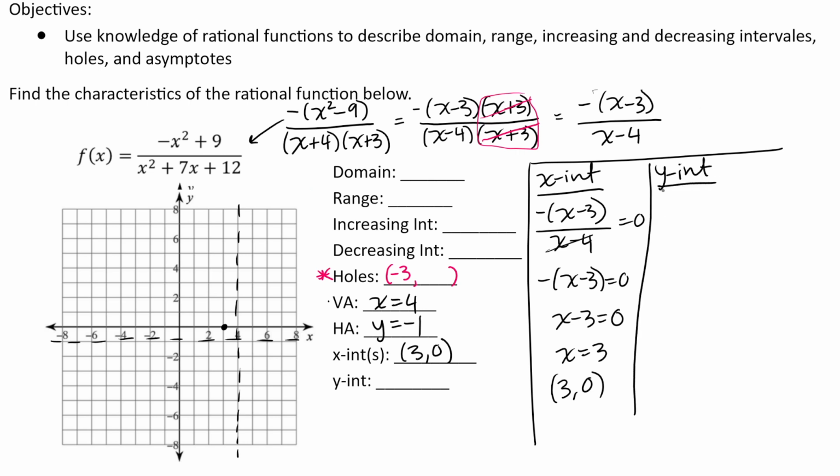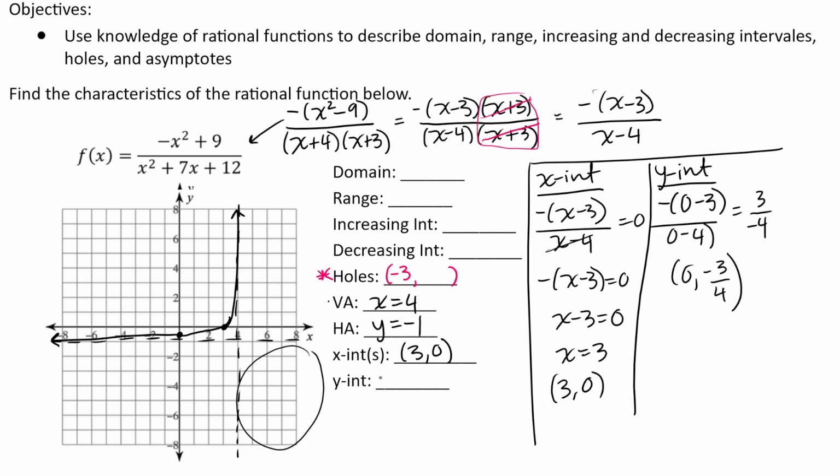All right, let's go ahead and get the y-intercept. We'll plug in 0 for x, and then we'll simplify. So I get 3 over negative 4, negative 3/4. When x is 0, y is negative 3/4. (0, negative 3/4). So we can see our curve starting to form, which means that we should have a curve over here. Let's go ahead and write down our information as well so we don't forget.